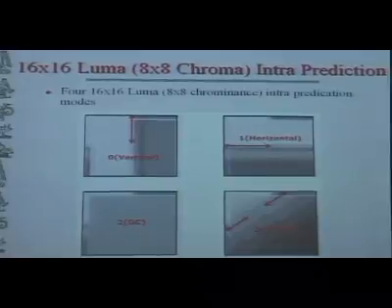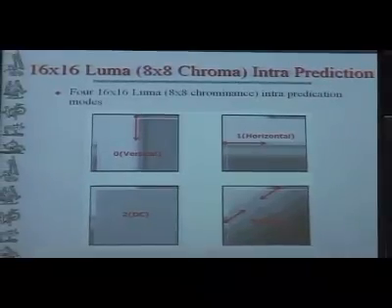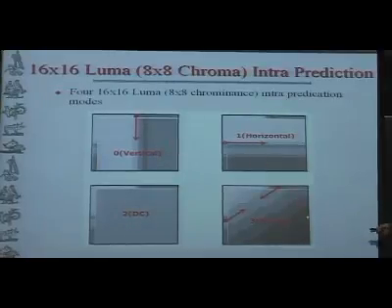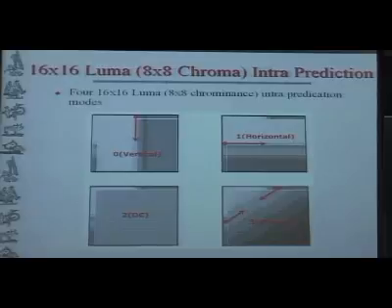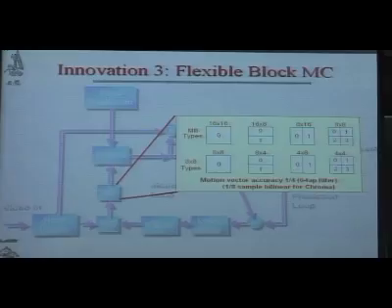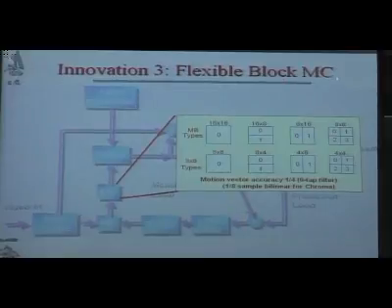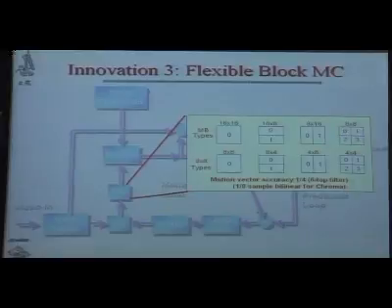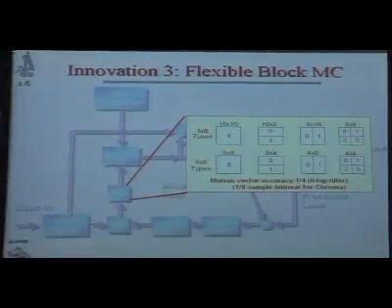And then the prediction in the larger blocks is done this way. Again, it has 4 modes that allow you to do intra-prediction for larger blocks. Then, innovation number 3 is flexible block motion compensation. This is probably the main reason why H.264 is doing so well.